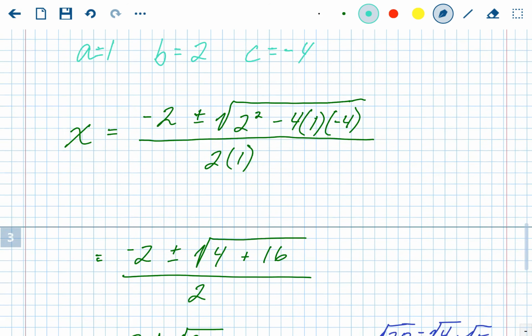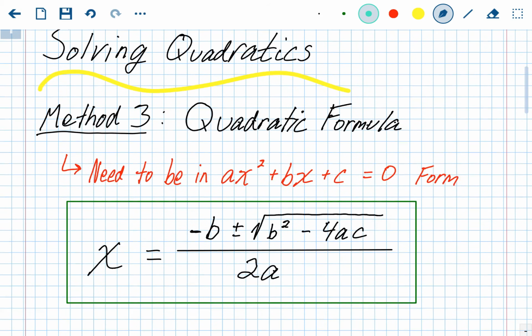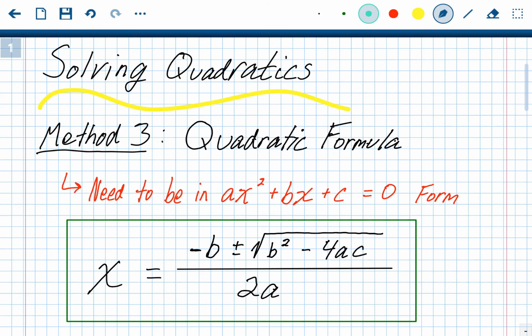Okay. All right, so again, that's the quadratic formula. You will have to memorize that formula. Opposite of b, plus or minus the square root of b squared minus 4ac all over 2a.